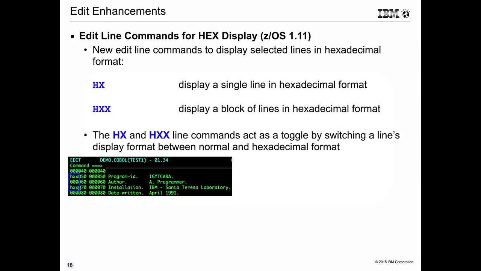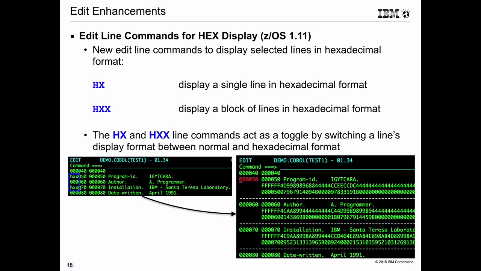Or you can just type HXX at the beginning and end lines and get a whole block of lines displayed in hexadecimal format. And these are toggles. So in this case, you see on the screen, I've typed HXX on one line, a couple lines further down, I've typed HXX again, and that entire block is now displayed with hexadecimal as well as the original character representation. I could then type HXX again in the same fields and turn the hexadecimal display off for those lines.